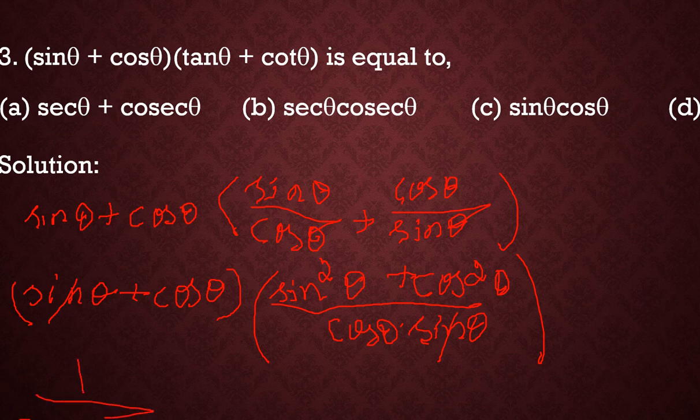1 divided by cos theta. Then plus cos theta into 1 divided by cos theta into sin theta. Cos theta gets cancelled, then remaining is 1 divided by sin theta. So you know that 1 by cos theta is nothing but secant theta and 1 by sin theta is nothing but cosecant theta. So the answer will be secant theta plus cosecant theta. That is option A.